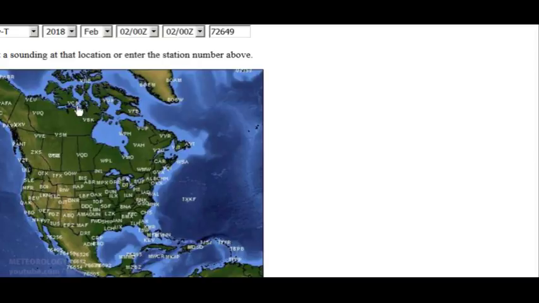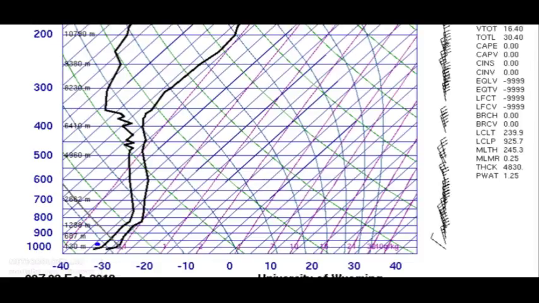Let's take a look way up in Canada. Let's try Cambridge Bay and see what they look like. Sounding way over to the left there. This here is the Arctic air mass. And above that, we've got the continental polar air mass, and then above that, the stratosphere.